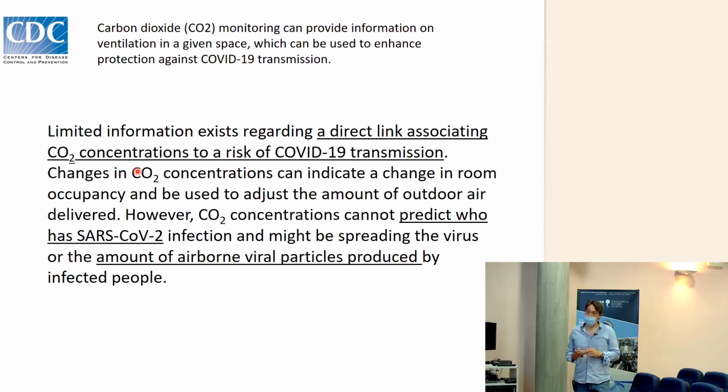We have it for other illnesses that transmit through air, like tuberculosis, for example, but not for COVID yet, okay? And the problem is that even if we are measuring CO2, we cannot predict who has COVID. So we don't know if we have one person, two persons, three persons with COVID inside the room, or the amount of airborne viral particles produced by these people. So we need some models to adjust this in the best way so that we can use it to make spaces safe. And this is the kind of thing that we have been trying to do for the past month.